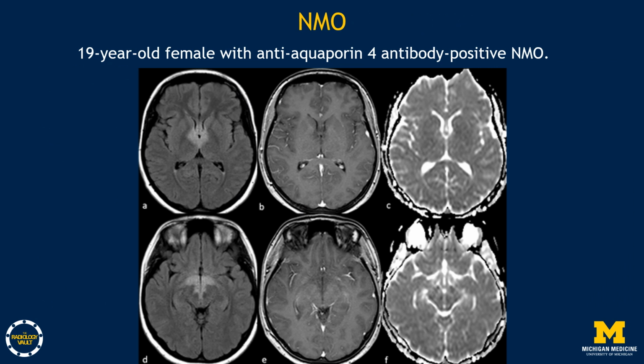This is a different example of a 19-year-old young patient with anti-aquaporin 4 antibody positive NMO, where we can see in the FLAIR images a very symmetric area of hyperintensity in the ventral hypothalamus with no associated enhancement or restricted diffusion.